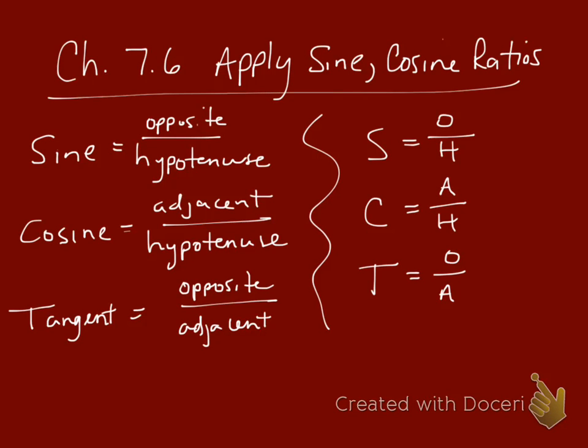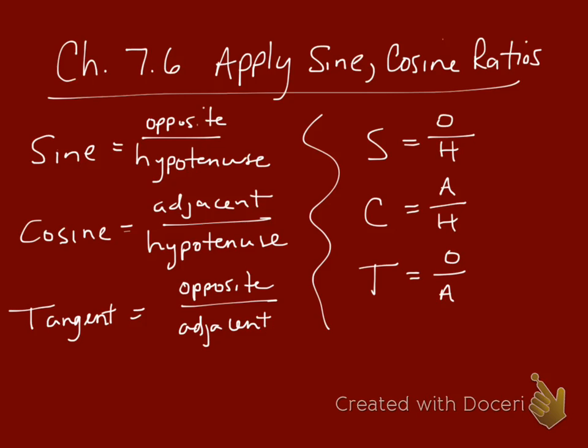Okay, last time we talked about the tangent ratio. Today we're going to talk about applying the sine and cosine ratios. We're also going to throw in some tangent stuff as well. But basically, yesterday we didn't use any hypotenuse. Today we're going to use the hypotenuse, okay?